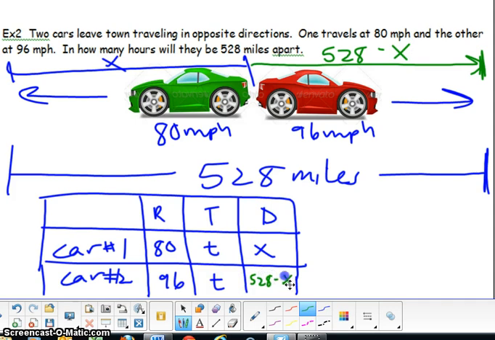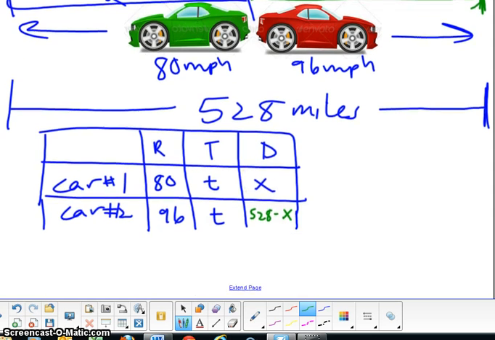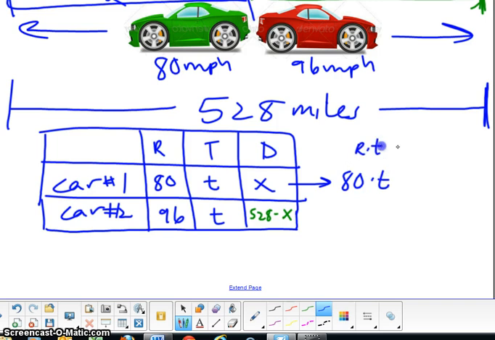528 minus x. And that distance should total 528. Since that is done, the two equations that we're going to find, we can just write straight across. So we have 80 times t, because it's rate times time that equals distance, so that's why we're multiplying together, equals x. The next one we have is 96t equals 528 minus x.